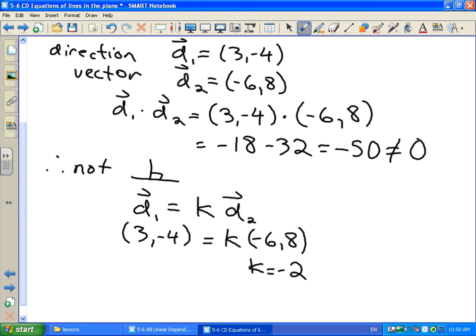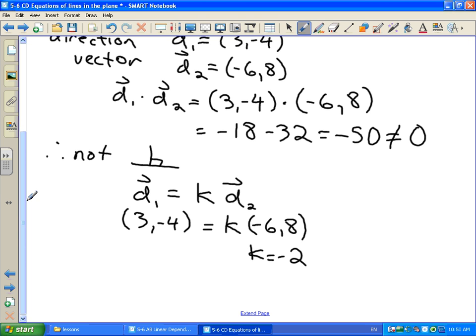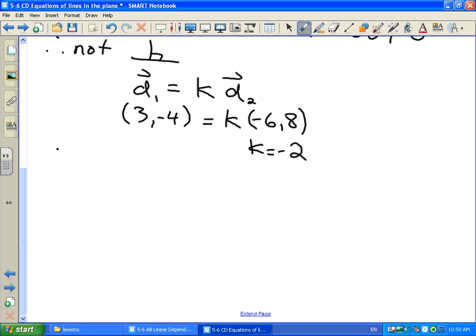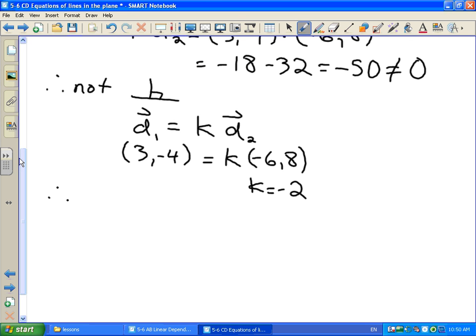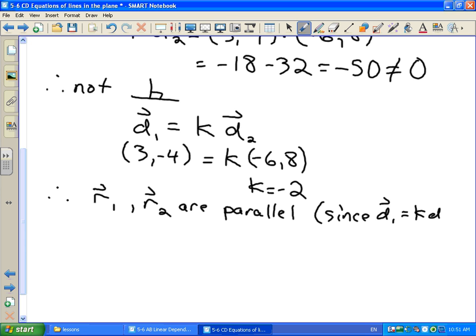So we've shown that these two things are scalar multiples. Therefore, we can say that our two lines, R1 and R2, are parallel. Since we can just say d1 equals k times d2, the direction vectors are scalar multiples.